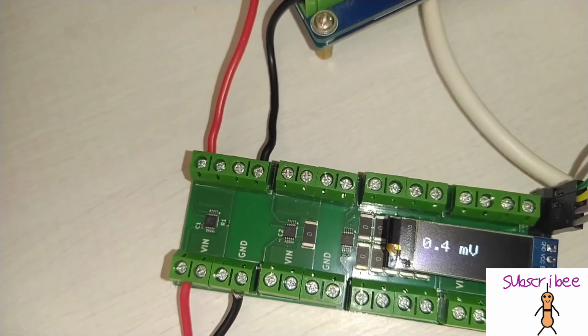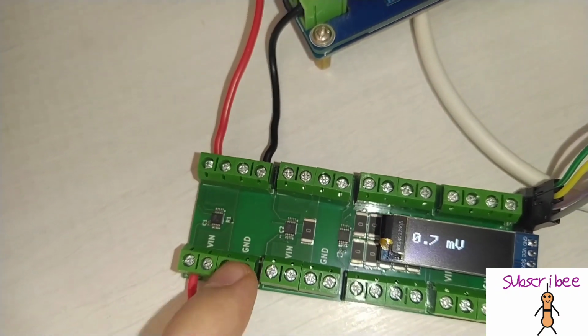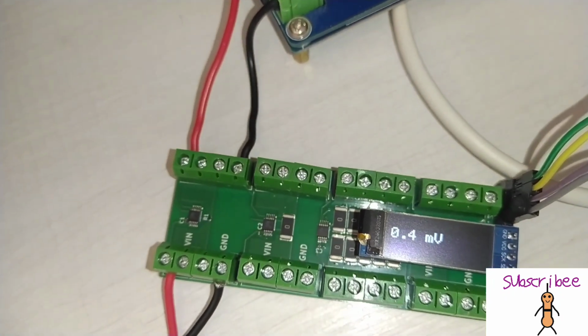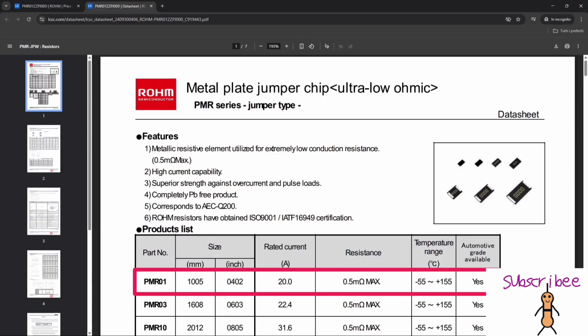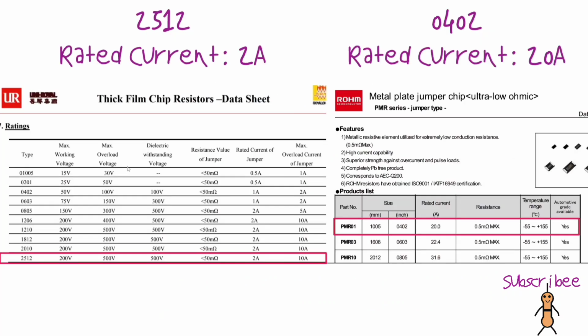Well, it turns out here size does not matter. What matters instead is your datasheet. And in this particular case, ROHM Semiconductor guaranteed to me a maximum resistance of 0.5 milliohm. And also, look at the current ratings of these jumpers. The smaller one is way better.